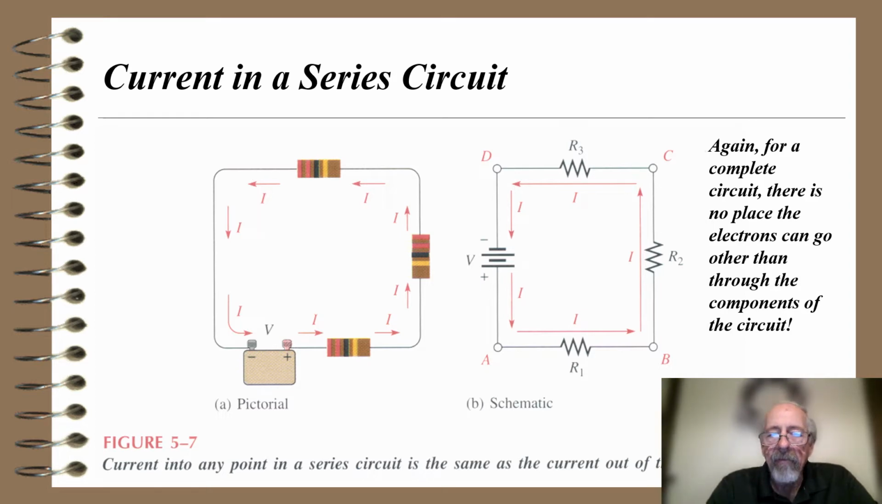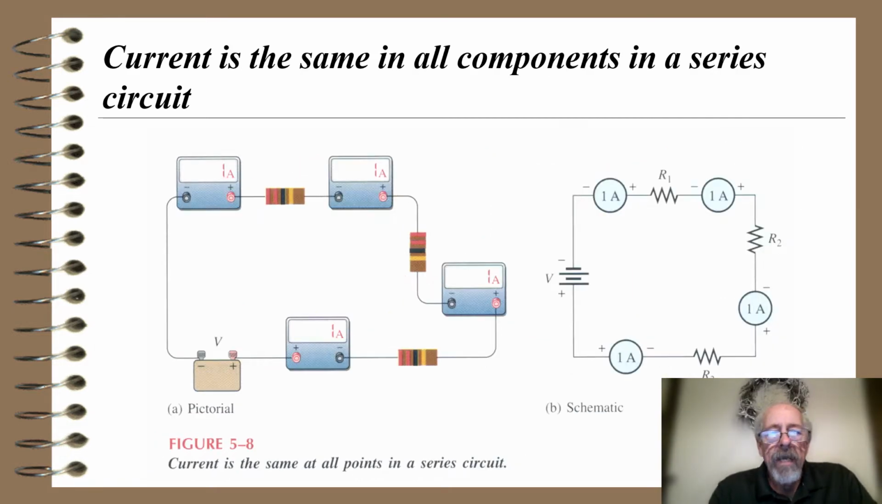The schematic is labeled with points A, B, C, and D. Those are called nodes, by the way. There are resistors R1, R2, and R3, and it shows conventional current flowing from the positive side all the way back to the negative side of the battery. Again, for a complete circuit, there's no place the electrons can go other than through the components of the circuit. And for figure 5.7, it says current into any point in a series circuit is the same as the current out of that point. So again, current is the same in all components in a series circuit.